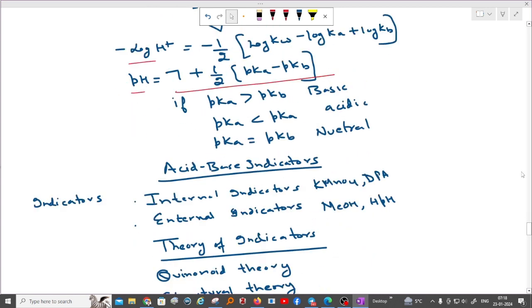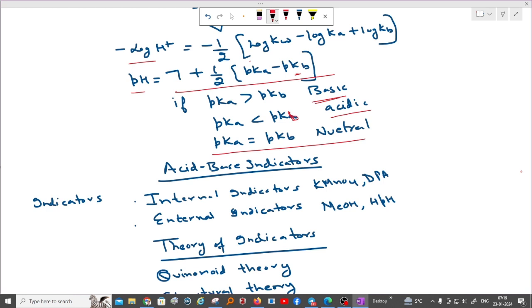Taking negative logarithm of this, we will have pH equal to 7 plus half pKa minus pKb. Obviously if pKa is greater than pKb, this will be a positive number, and the pH is greater than 7, so basic. If pKa is less than pKb, this will be a negative number, and 7 minus something, so pH is less than 7, so acidic. And if both are equal, then pKa minus pKb equals 0, so pH will be equal to 7, that is, the solution is neutral.